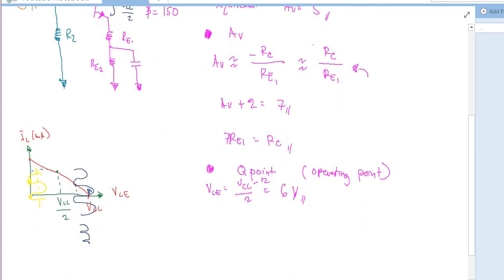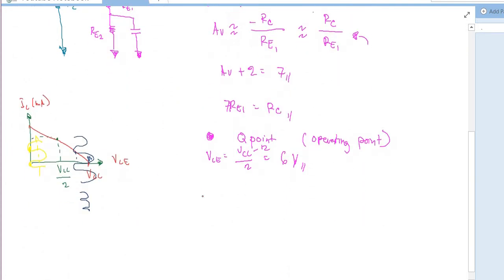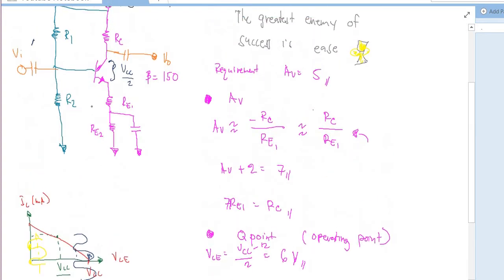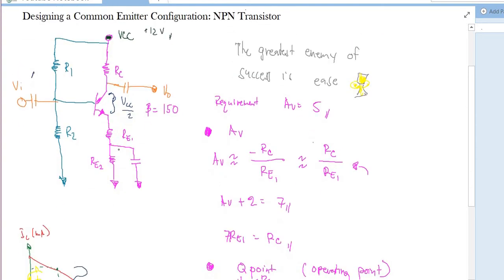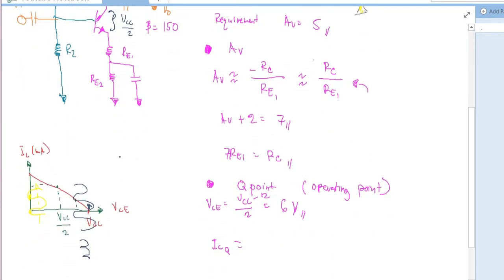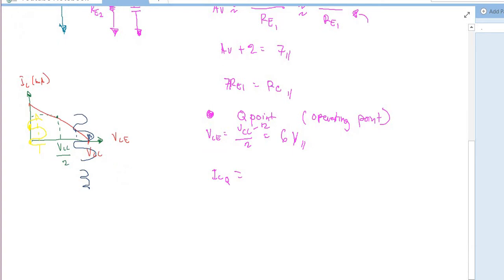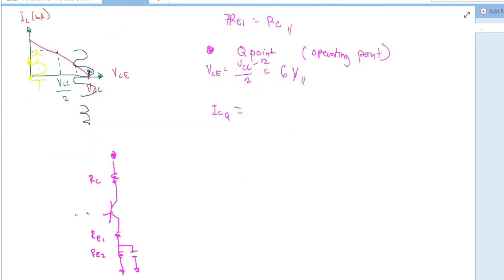The next one would be to find the operating current, the collector current. The formula for that, or how to derive that, is pretty important. I'm just going to draw. As you can see, this is our configuration.